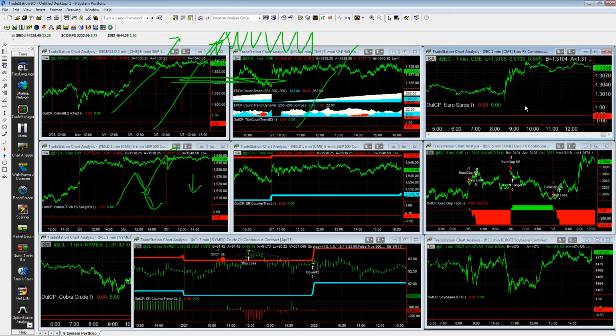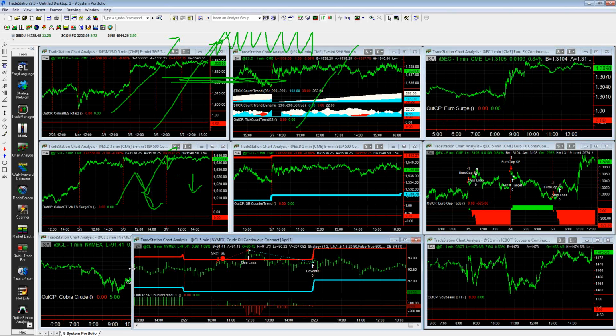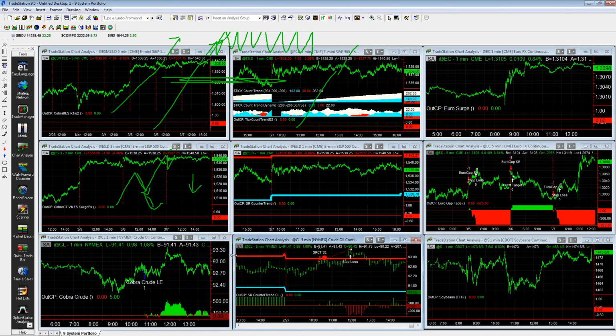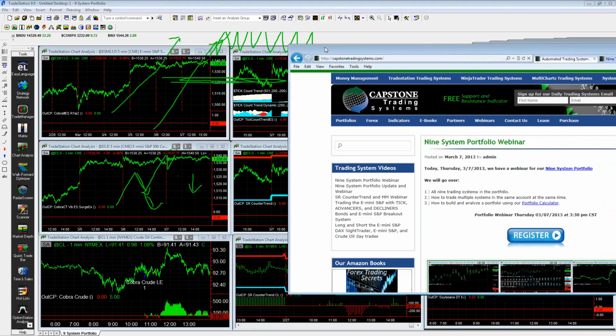So those are the automation settings. Are there any questions on the automation settings?